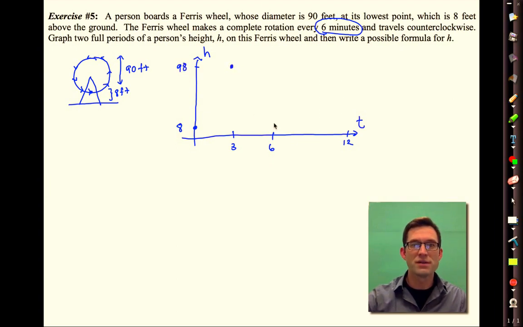Then after 6 minutes, I'll be back at the 8. After 9 minutes, I'll be back at the top. And after 12 minutes, I'll be back at the 8. I might want to be thinking about these midpoints too. They matter as well.